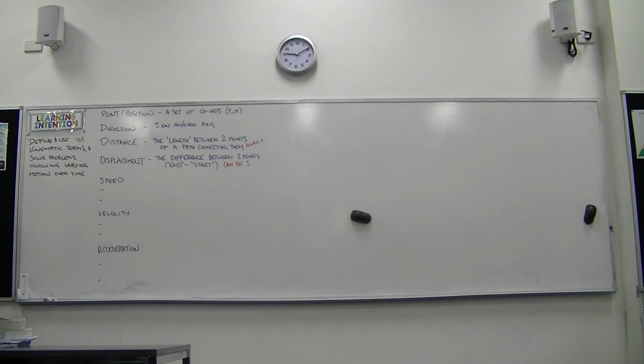So my displacement could be either positive 3 or negative 3, depending on which way I define my directions to be. If I define this way to be positive, then it'd be positive 3, and they'd be the same. But if I define positive to be that way, now they're negative 3. One's positive and one's negative, right?